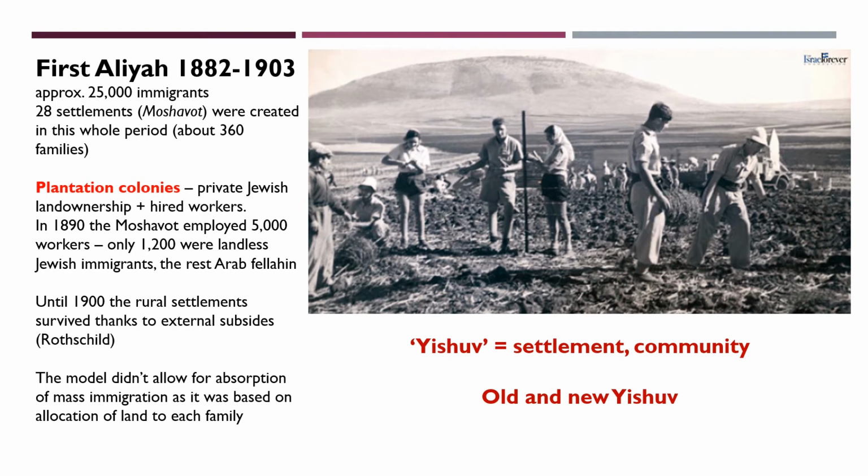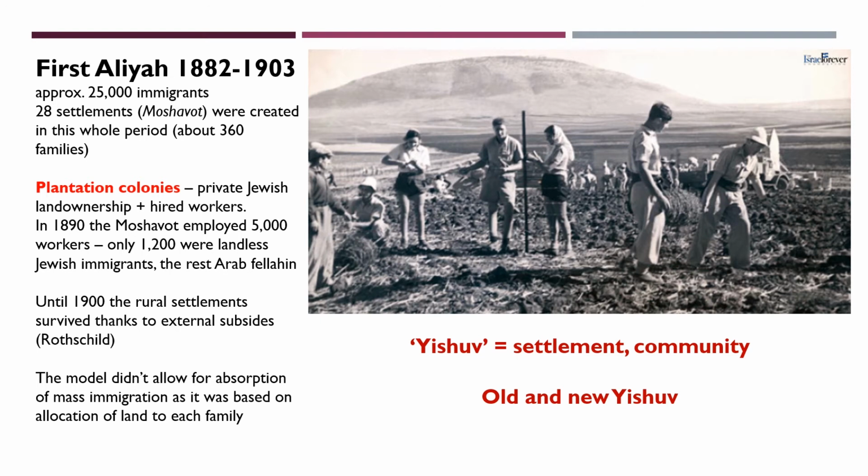Now, there is a question of who the plantation owners hired to work on the land. For instance, in 1890, we know, and this data is taken from Gershon Shafir's book, that all the Moshavot employed about 5,000 workers. Only 1,200 were landless Jewish immigrants from the first Aliyah. The rest, that is the majority, were Arab farmers or fellahin. So, as you see, these plantation colonies were not able or willing to supply enough work for the Jewish immigrants coming into the country.